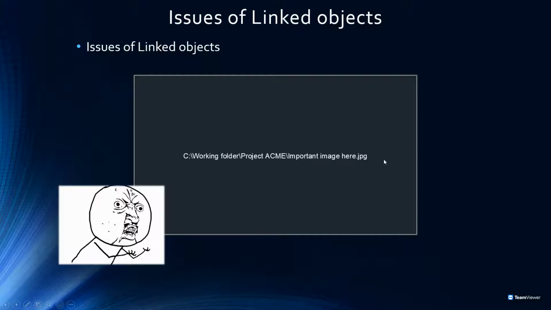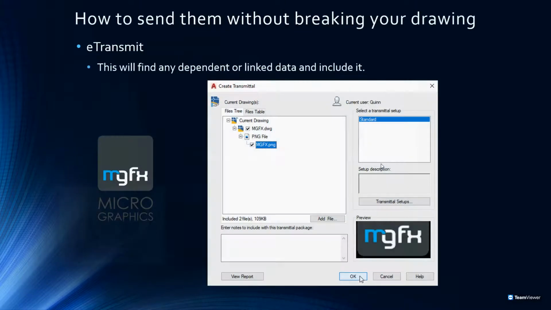So how do we get around this? Well, this is what this whole webinar is about, to try and assist you with this. And I've got multiple different ways to get us around these issues. So first and foremost, if you do want to send something out to people and make sure that it is going to be displayed as you intend it to be, I recommend using the Etransmit functionality.